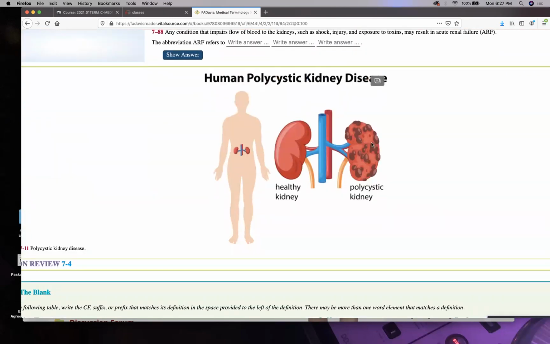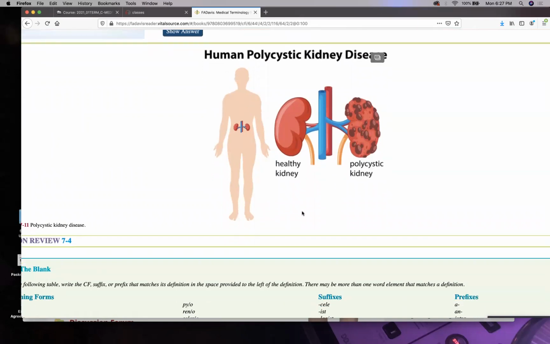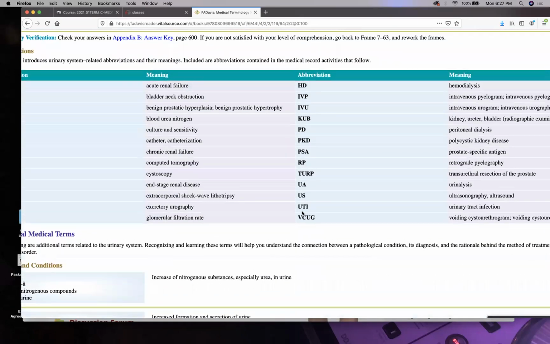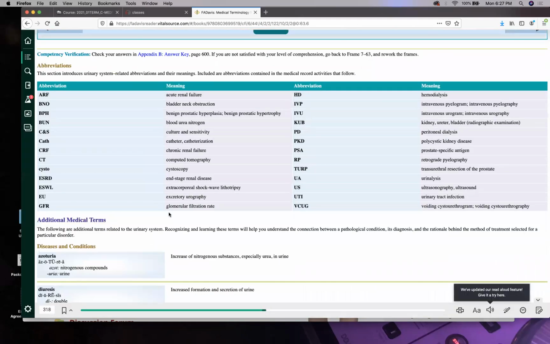Polycystic kidney disease. You have a whole bunch of cysts, right? And that's not good. Poly means many. Let's look at this real quick.